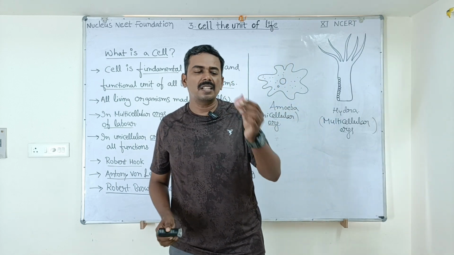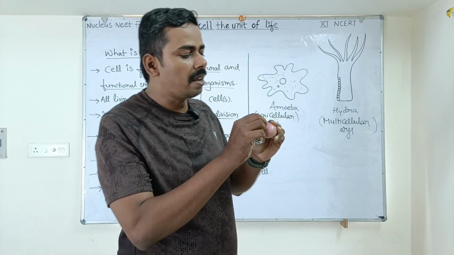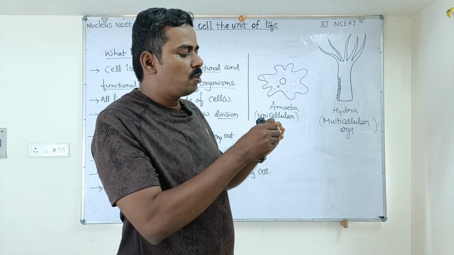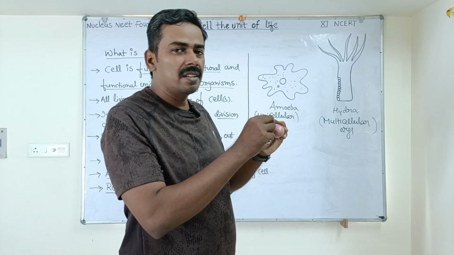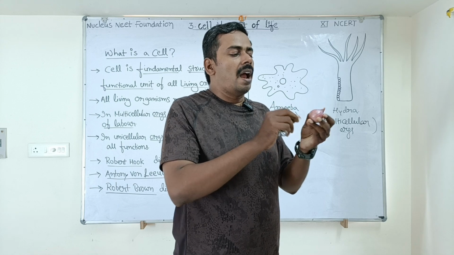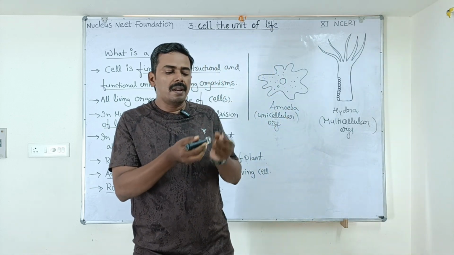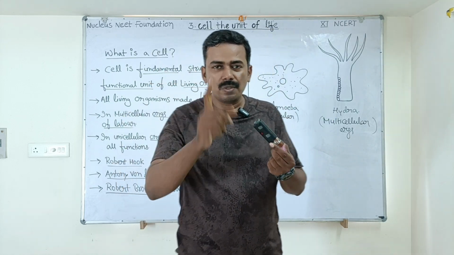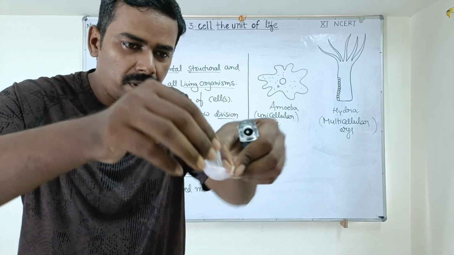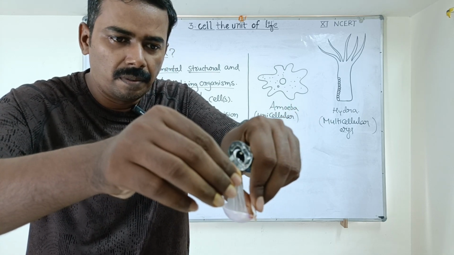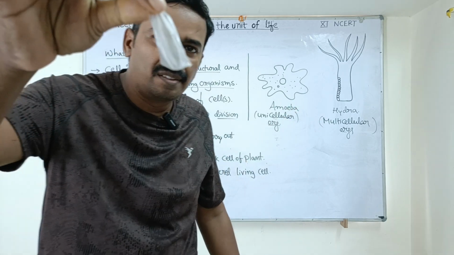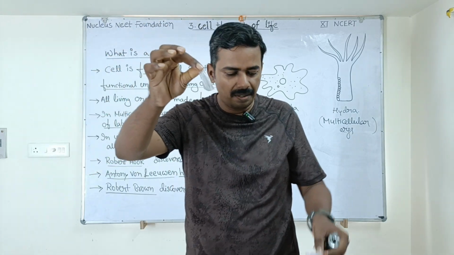In order to see the cells, first of all, you should peel the outer layer of this onion. Once you peel the outer layer, inside you can see the onion membrane, and I am going to put this onion membrane under the microscope and show you the cells. This is the onion membrane, you can see. Can you see here?